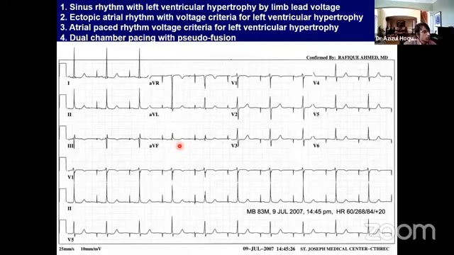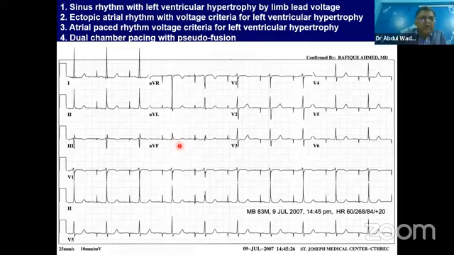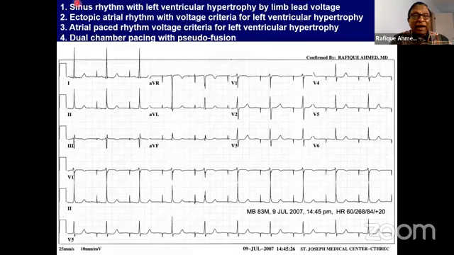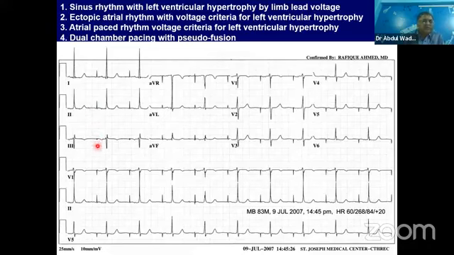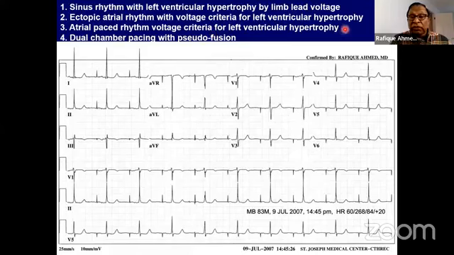So that's the pseudofusion. That's the whole point. So this is the question I designed. I said sinus rhythm with left ventricular hypertrophy by voltage criteria because lead 1 has a tall R wave. But it is not sinus because there is a pacing spike for each P wave. So it's not an ectopic atrial rhythm. So it is atrial paced rhythm with voltage criteria for left ventricular hypertrophy.